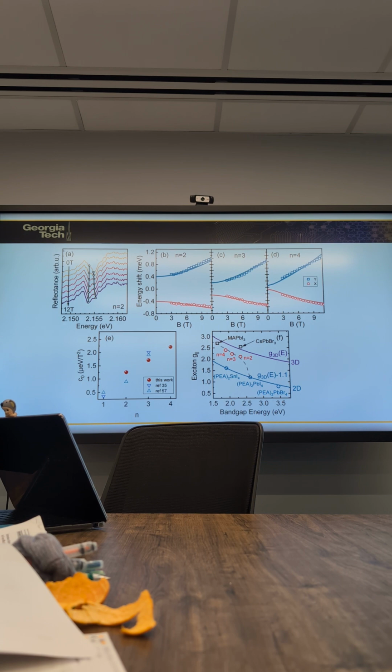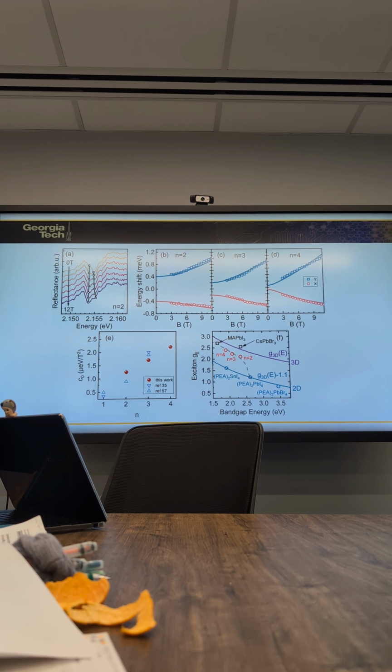Is that intrinsic to the perovskite itself? And it's a 3D thing, and that's the energy level of the 3D thing. It's very hard to imagine. What else? The E is testing the diamagnetic coefficient.